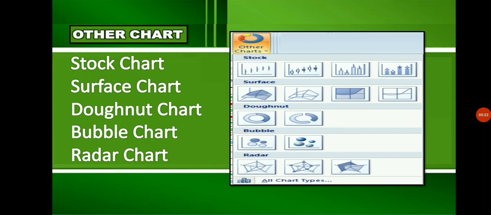Next are the other charts. We have the stock chart, the surface chart, the donut chart, the bubble chart, and the radar chart. The stock chart is used to illustrate the fluctuations of stock prices. It is also used for scientific data to indicate the fluctuations of daily and annual average temperatures, while the surface chart shows us a three-dimensional surface that connects sets of data points. A surface chart is useful if you want to find the optimum combination between two sets of data.